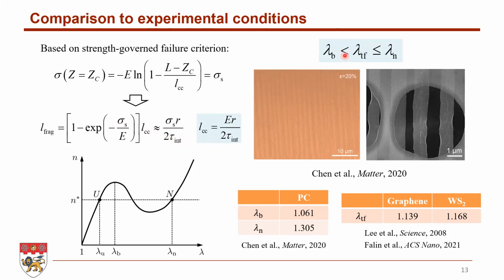And from our theory, we can get a condition for the controlled fragmentation. That is, the failure stretch should be between lambda b, which is here, and lambda n, which is the stretch in the neck region of the cladding. And also we found the previously reported experiment measurements are all consistent with this condition. So this also verified our theory.